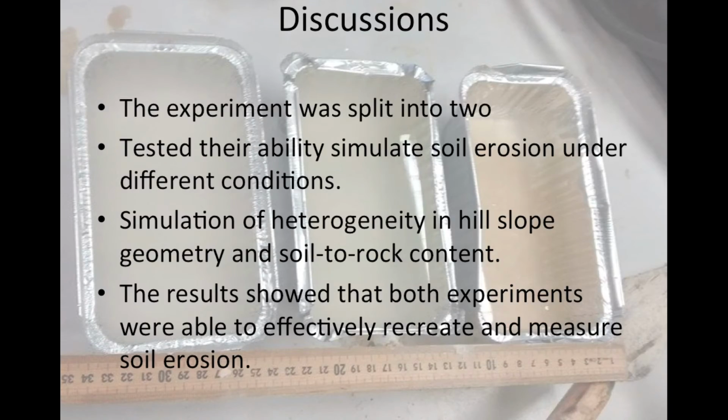Overall, the experiment was split into 2 separate experiments and tested 2 types of experimental designs in their ability to simulate soil erosion under different conditions, as explained previously. Both experiments attempted to simulate the heterogeneity in hill slopes in terms of their geometry and soil-to-rock content. Results generally showed that both simulations were able to effectively recreate and measure soil erosion during a rainfall event in a given area.